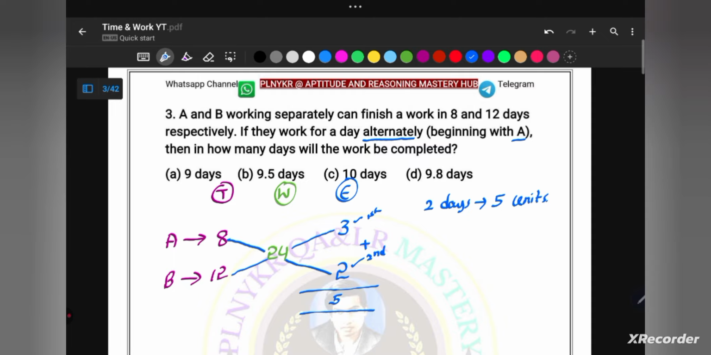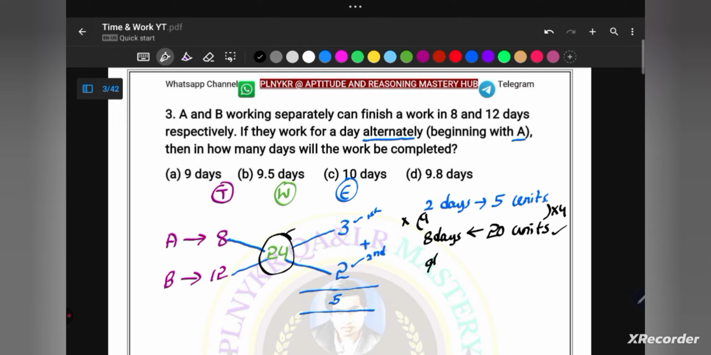But what is our task? We need to finish the 24 units, right? Now we'll be taking the nearest multiple of 5 to 24. What is the nearest multiple? 20 units. The multiple of 5 nearer to 24 is 20. So how much time will it be taking? Simply it is into 4, right? So into 4 means 8 days. So after completing 8 days, 20 units of work is completed.